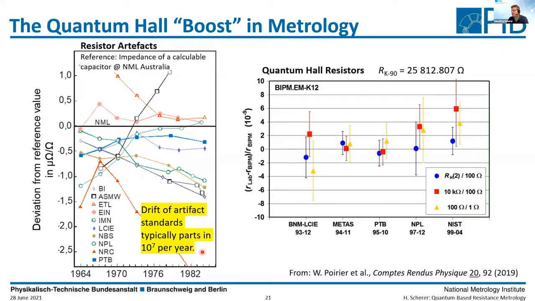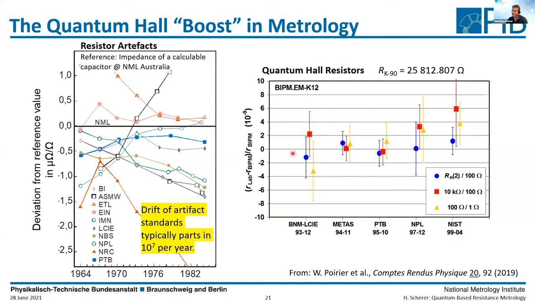And then after the quantum Hall effect was used as a reproduction for the ohm, these international comparisons were repeated. And you see an example of such a result here. This is an international comparison, let's say the dates are from '93 to '99. You see again different national metrology institutes, the Swiss, the German, the English, and the USA institute.